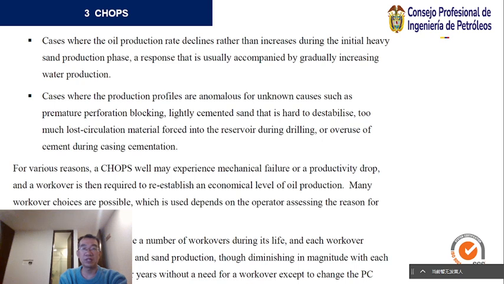Cases where the production profile is abnormal for unknown causes, such as premature perforation blocking, lightly cemented sand, too much lost circulation material forced into the reservoir during drilling, or overuse of cement during casing cementation.